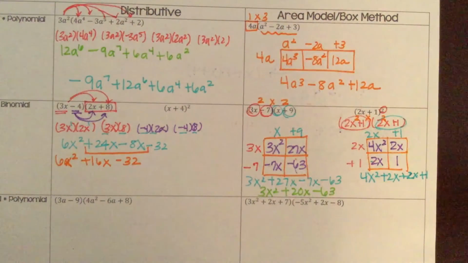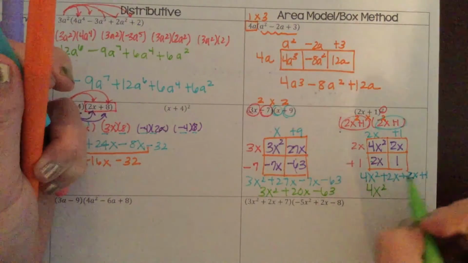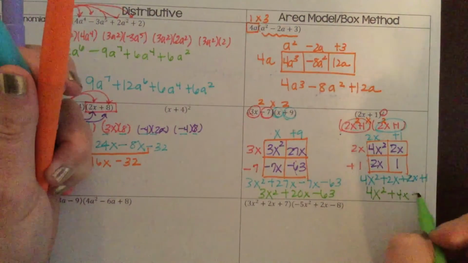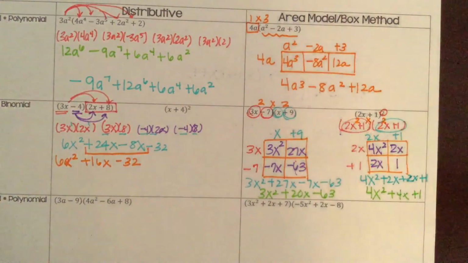When we combine our like terms, we end up with 4x squared. 2x and 2x combine to be 4x plus 1. We are in descending order, so we are completely simplified.